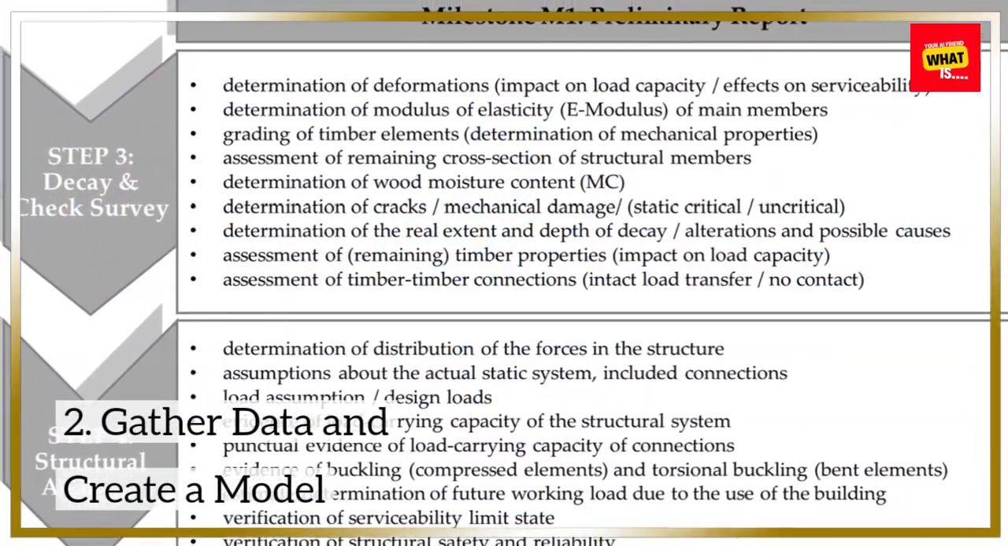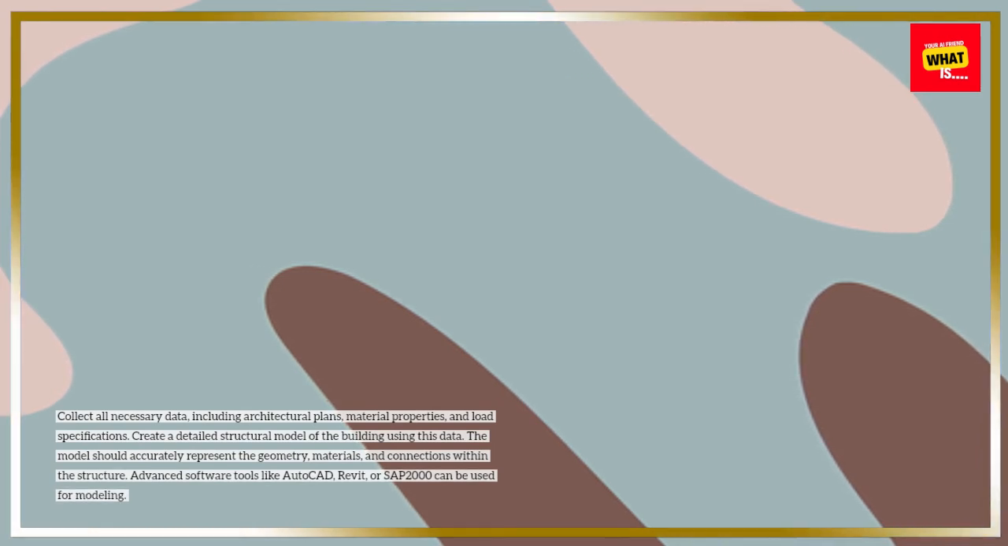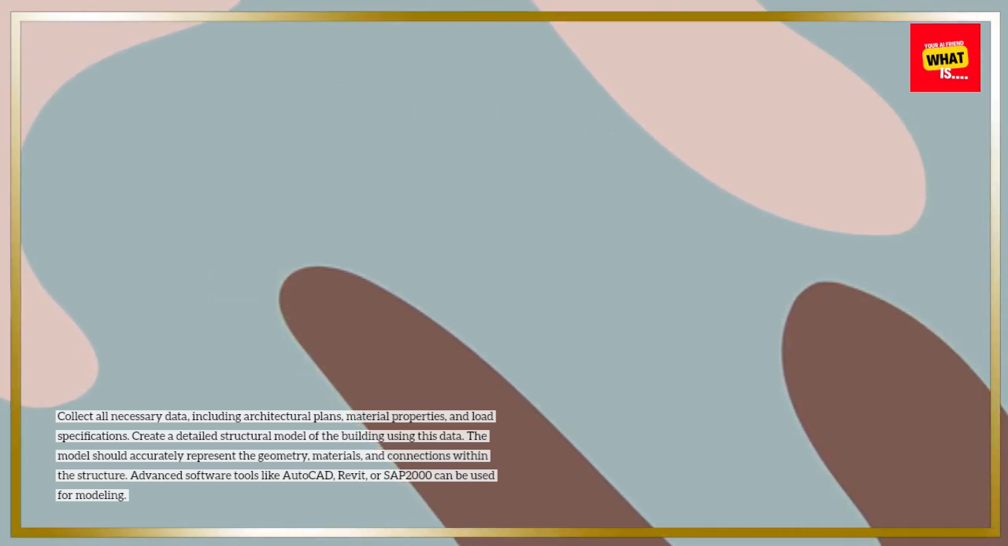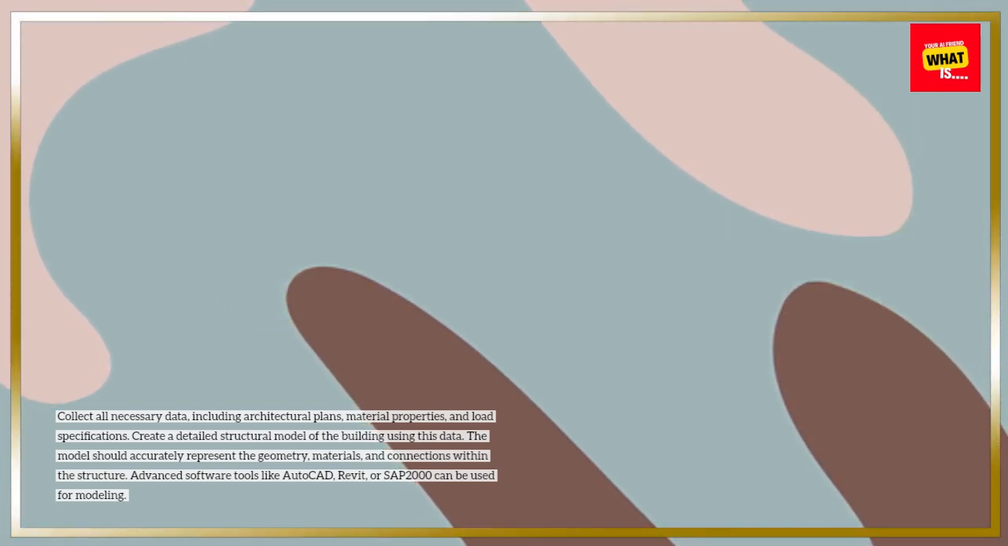2. Gather data and create a model. Collect all necessary data, including architectural plans, material properties, and load specifications. Create a detailed structural model of the building using this data. The model should accurately represent the geometry, materials, and connections within the structure. Advanced software tools like AutoCAD, Revit, or SAP 2000 can be used for modeling.